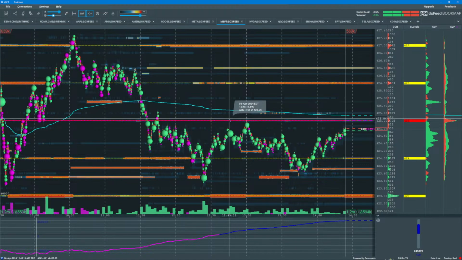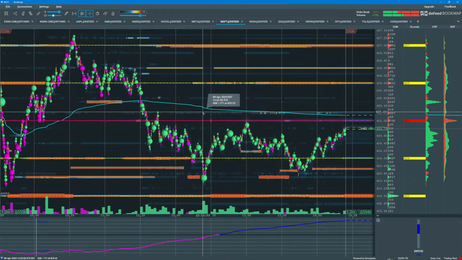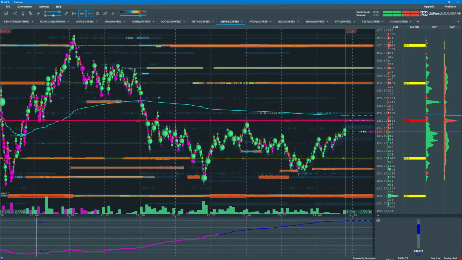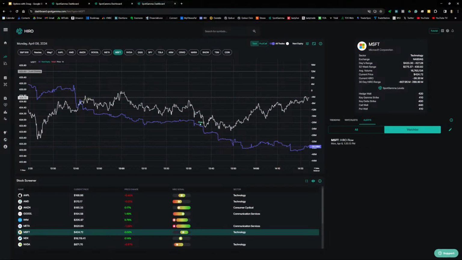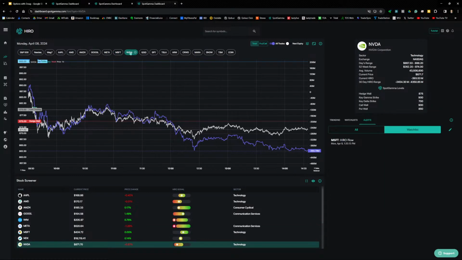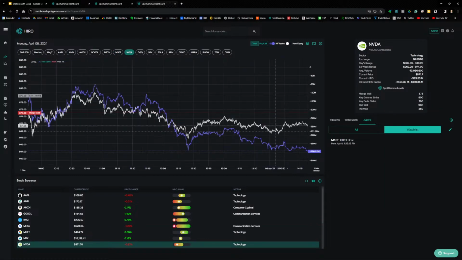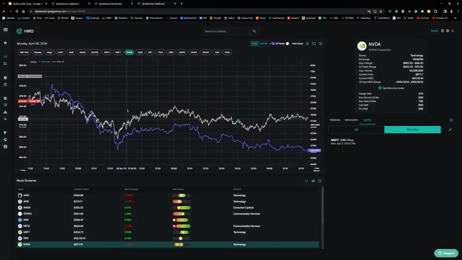All right, so again, does anyone have any other stocks they want me to take a look at? All right, so Microsoft, pretty slow mover. Let's just go scan Hero. Let's take a look at NVIDIA. NVIDIA Hero signal continues to trend lower. See if there's a setup in NVIDIA.